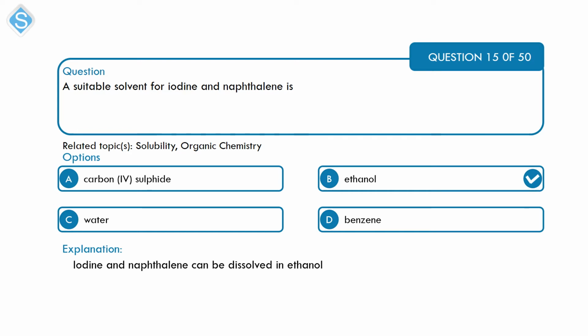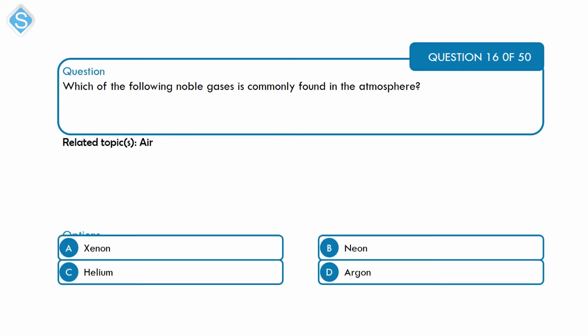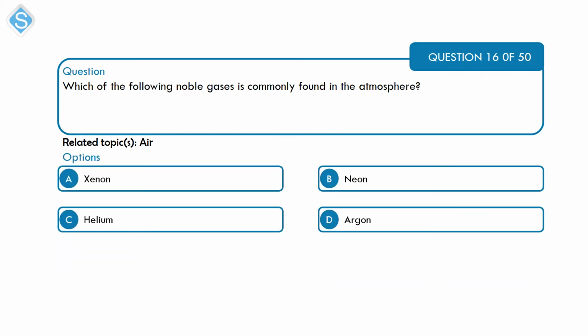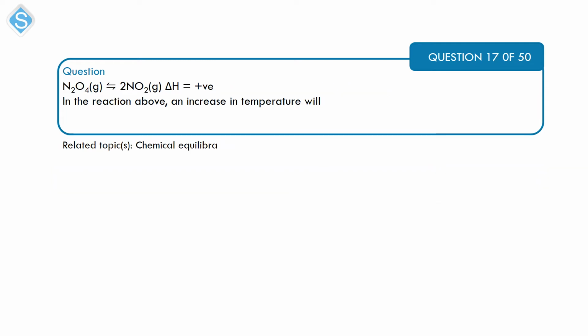Option B. Next is on air. Which of the following noble gases is commonly found in the atmosphere? A. Xenon, B. Neon, C. Helium, and D. Argon. Alright, argon is the most abundant noble gas in the atmosphere. That's option D. Next is a question in chemical equilibria.